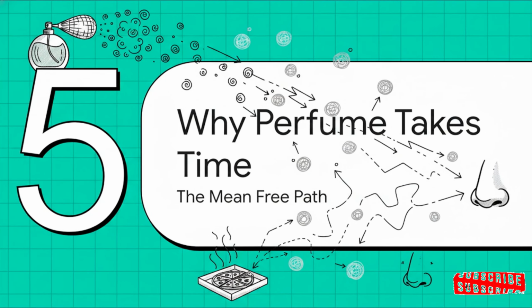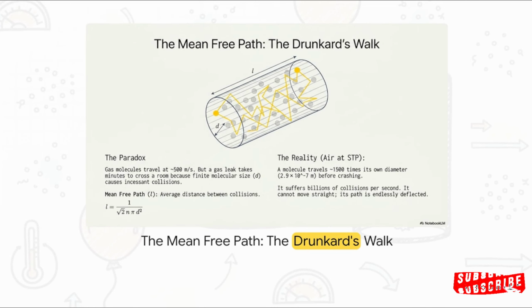Section 5. Why perfume takes time. Now, you might be wondering, if gas particles at room temperature are zooming around fast enough to cause explosions when trapped, shouldn't you smell a pizza being delivered or somebody's perfume instantly from across the room? The answer lies in a really cool concept called the mean free path. Yes, perfume molecules are traveling at a blinding speed of about 500 meters per second. That is literally faster than a commercial jet airplane.